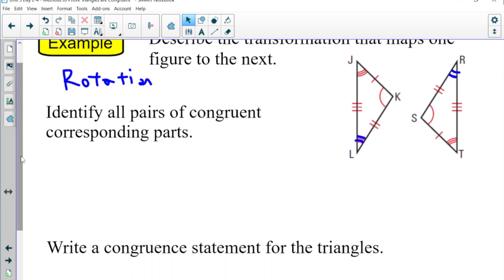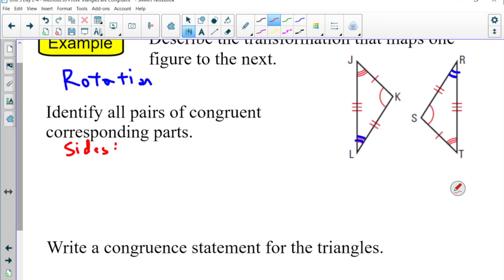So now we're going to identify all pairs of congruent corresponding parts. I'm going to start with my sides. And luckily, everything has tick marks laid out for us. So we can just look for those pairs of tick marks and see what is matching up with what. I should have 3 pairs of sides matching up and 3 pairs of angles matching up.